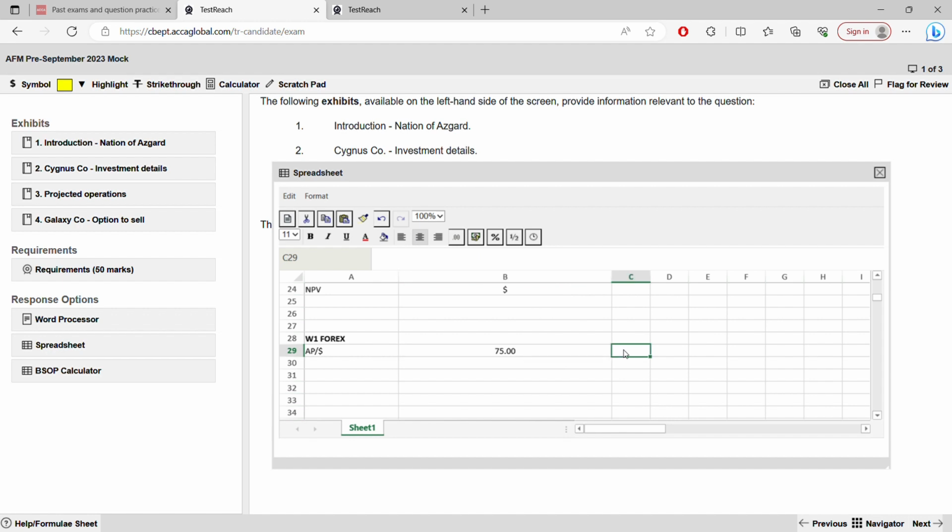Now, here I need a working. Equal to. You need to click this. So you need to multiply this with the inflation of one country and divide by the inflation of the other country. But tell me, what inflation comes in the numerator? What comes in the denominator? This you have to decide. Once this is decided, the rest is just dragging it to the other cell.